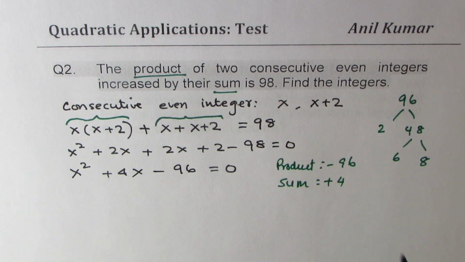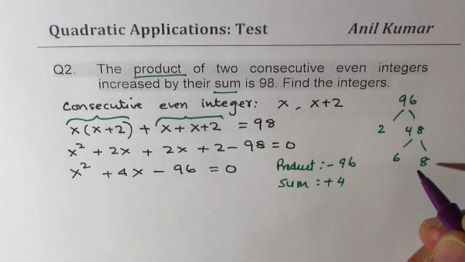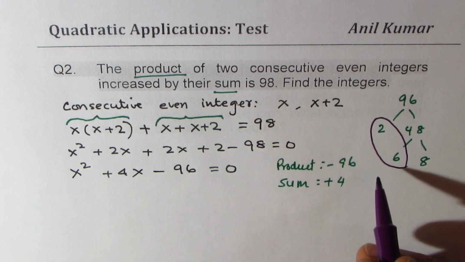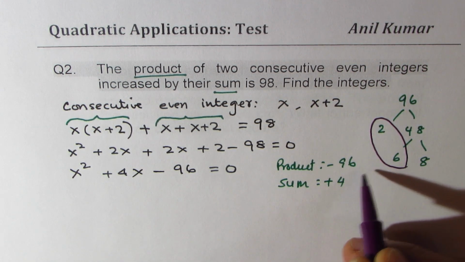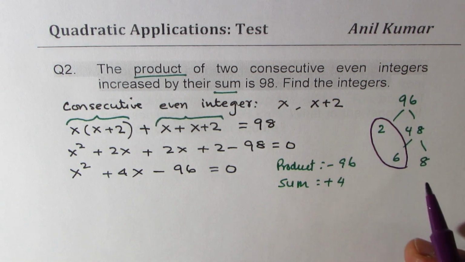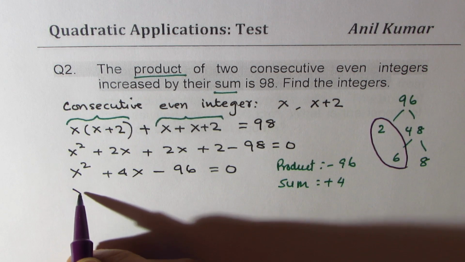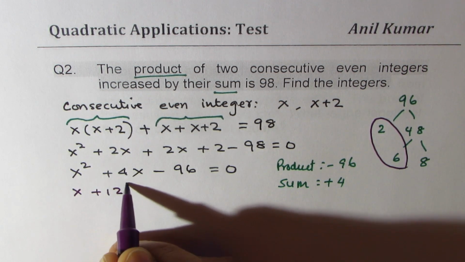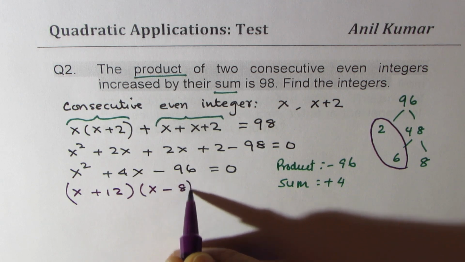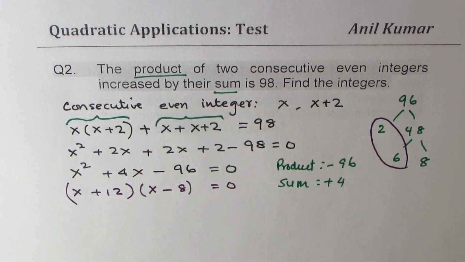So that means if I take 6 times 2 as 12 and 8, it could work, right? So this combination is good combination. So what we get here is the numbers which are 6 and 2, which is 12, positive bigger. So we could write this as x plus 12 times x minus 8 equals to 0. Does it make sense to you?